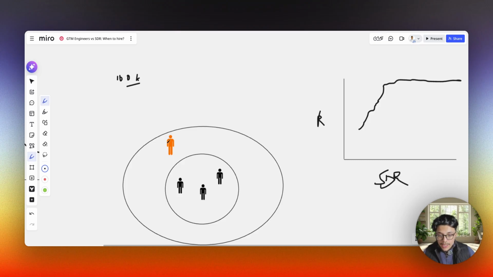So an SDR might need a lead list. This person provides it. This person provides the phone number. This person provides all the news. Everything is properly enriched and all the information is provided to the SDR. So that way SDRs don't have to go out of their own circle and they can focus on the things that they are best at. And this GTM engineer is basically supporting them with all the things that matter that are outside their circle, right?